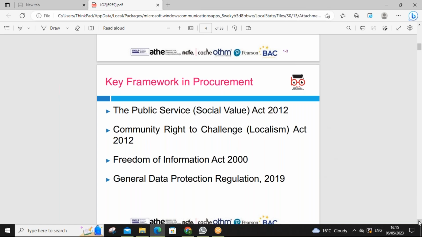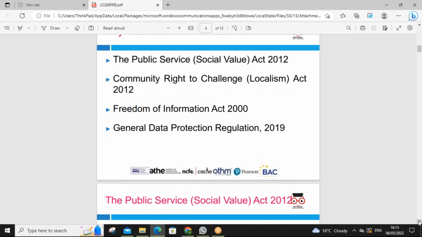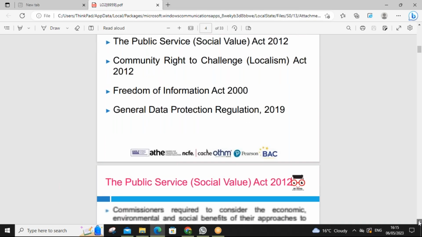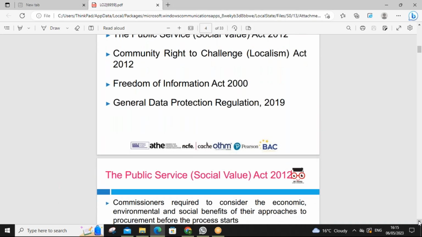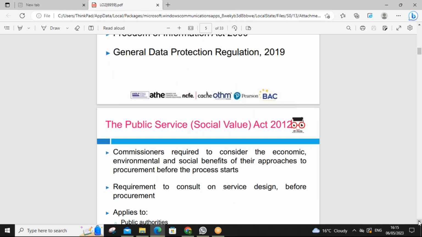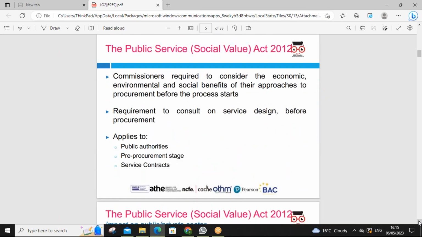Okay. So for the public service, we have the Social Value Act 2012 in the UK. We have the Community Rights and Challenges Act 2012. Freedom of Information: for any information held under the Freedom of Information Act, we have a right to ask for the information you are holding. We also have the General Data Protection Regulation, GDPR, which was initially 2018 and then updated in 2019 as well.